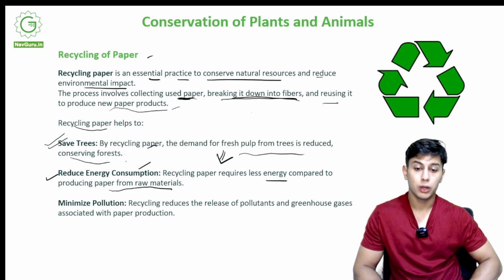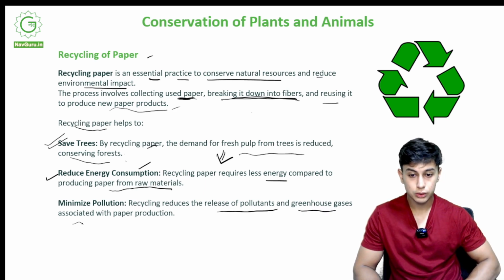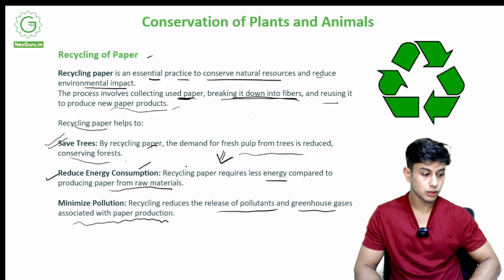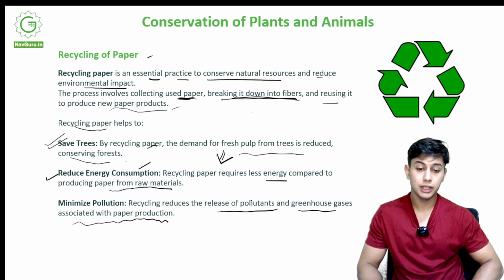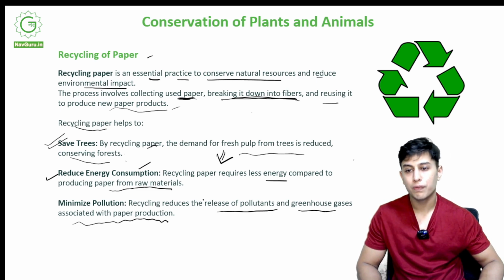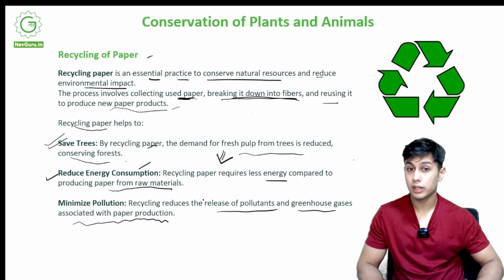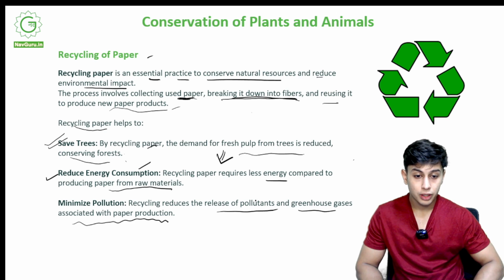Minimize pollution. Recycling reduces the release of pollutants and greenhouse gases associated with paper production. What are the pollutants? All those things that harm the atmosphere: SO2, NO2, all those oxides, gases. We burn paper. If there is a lot of paper, there is a lot of pollution happening on the land as well, and in water as well. So we minimize pollution by recycling paper.